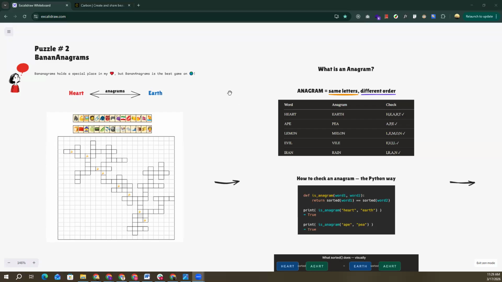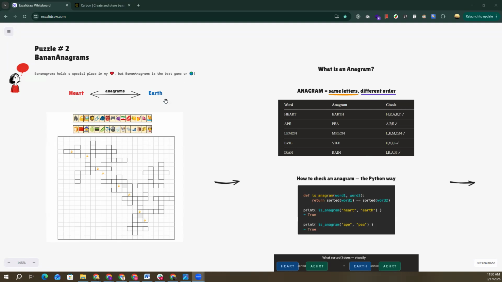Alright, puzzle 2, Bananagrams. Notice the name carefully. It's not Bananagrams like the classic game, it's Bananagrams. There is an extra Anna in the middle. And the puzzle is literally telling you why in the very first line. Bananagrams holds a special place in my heart, but Bananagrams is the best game on earth.